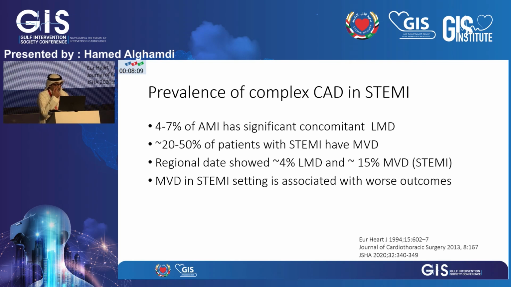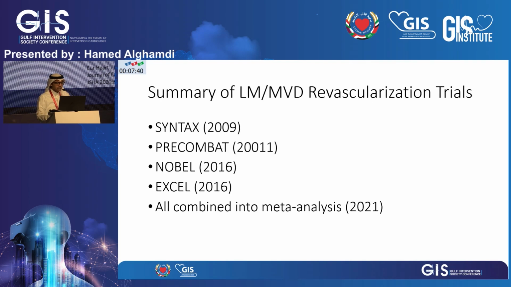I looked carefully at our region. I expected about 50% multivessel disease, but I found one large volume center from the western side of the country that reported 4% left main disease involvement and only 15% multivessel disease in the STEMI setting, but I thought it's probably underreported. Multivessel disease in the STEMI setting is associated with worse outcome, and that's across most studies and registries.